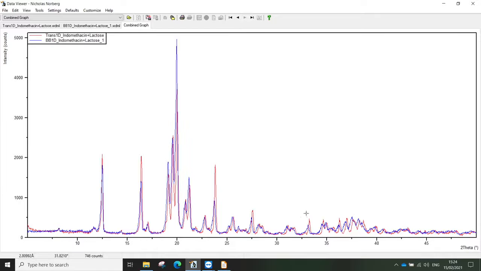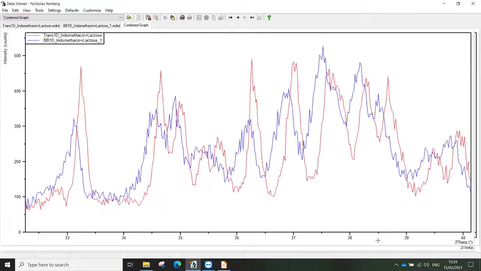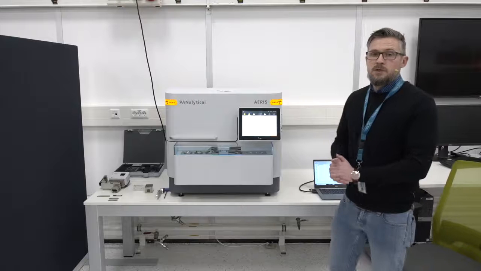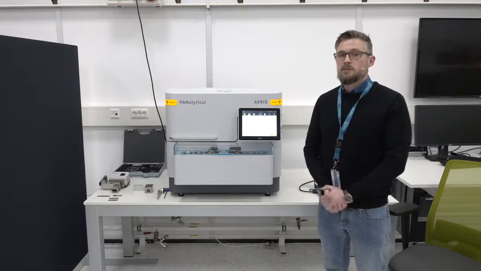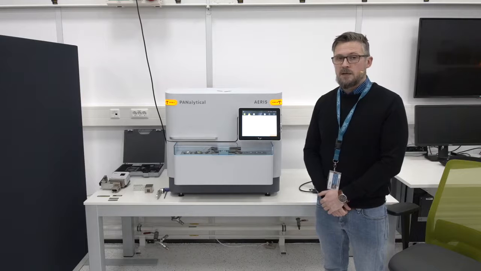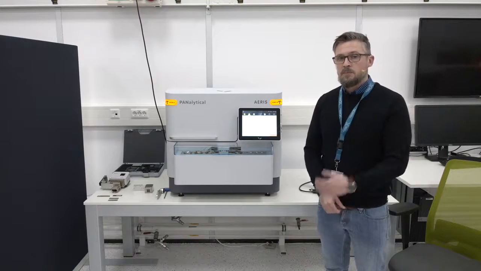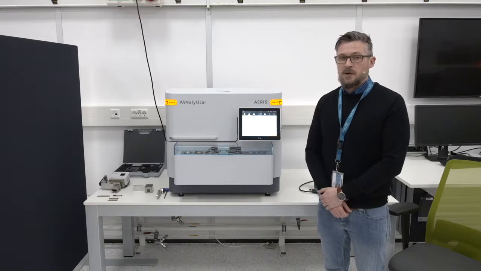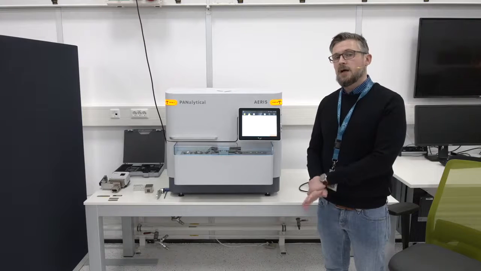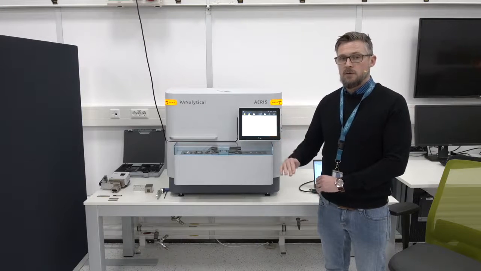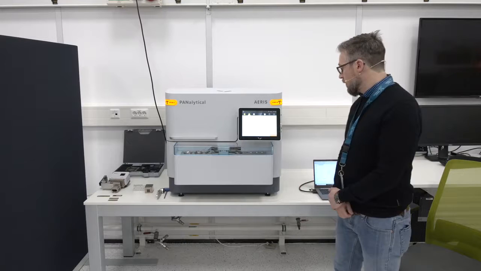But then the higher the measurement angle, the larger the peak shift. And this is a result of the sample transparency, which is just a result of the low absorbance of the sample itself, meaning that at higher diffraction angles in the Bragg-Brentano geometry, the beam penetrates the sample to a deeper level, which means that the average sample height in the measurement geometry is getting lower and lower. So this is one of the big benefits.